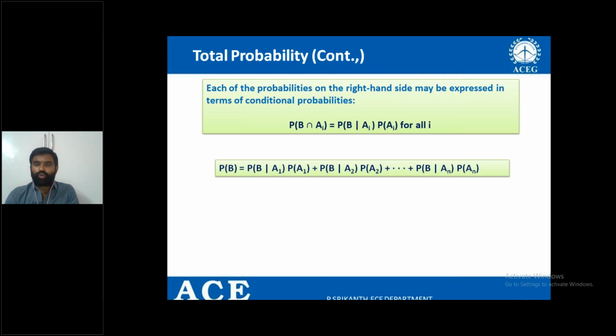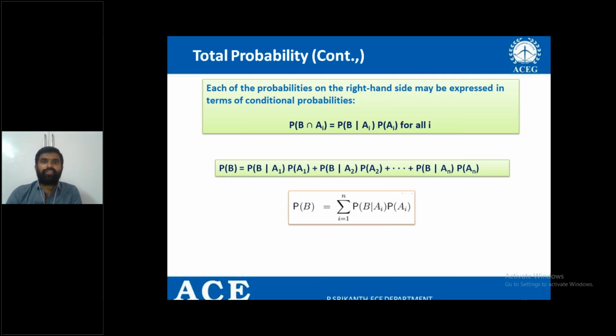That is the total probability expression for any event B which is depending on n number of events from A1 to An, right? So it is a very important equation in the analysis of real-time experiments, right?